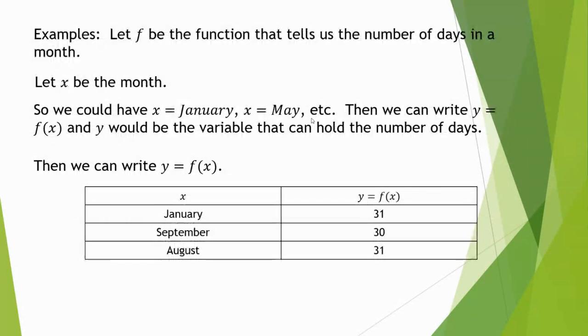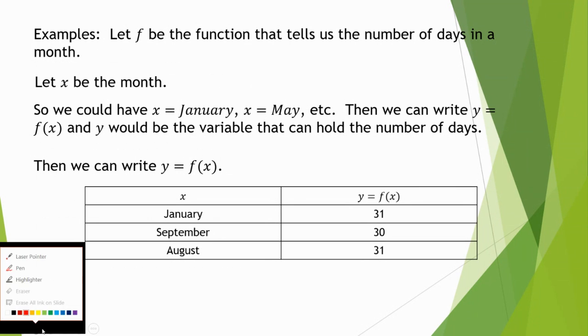Okay, now that was one example. One example we just saw was a function telling you how many days are in each month. If that function f was a machine, we're putting the month into the machine, and the function gives us back how many days are in that month. And we're just specifying our input and output using a table.